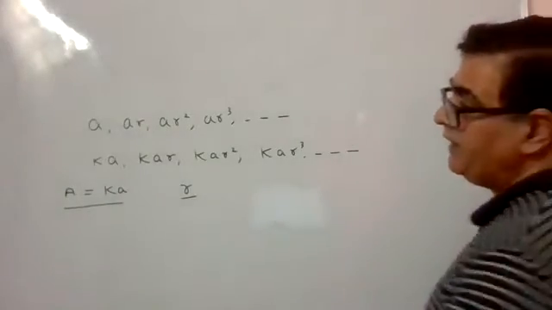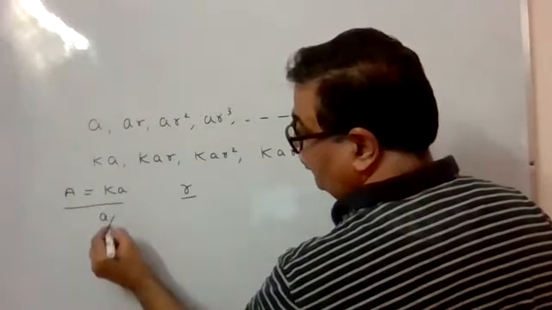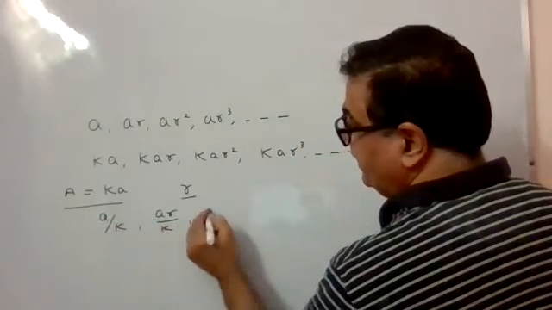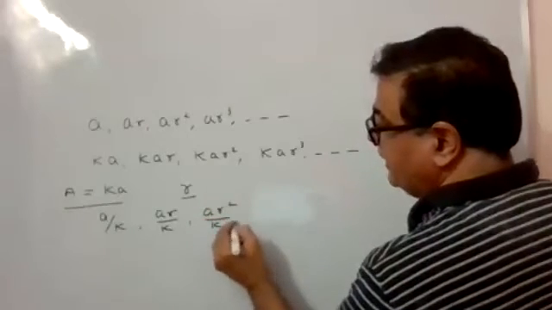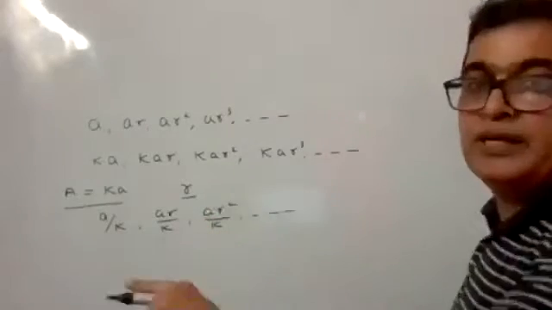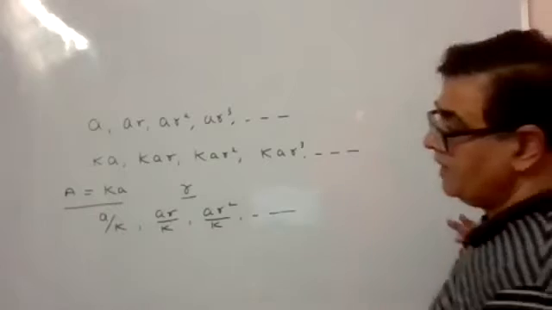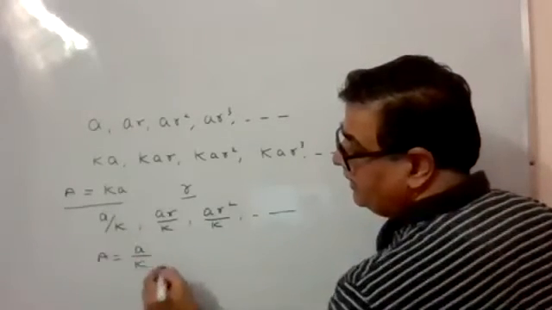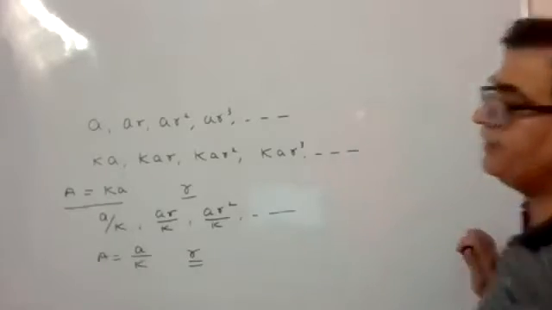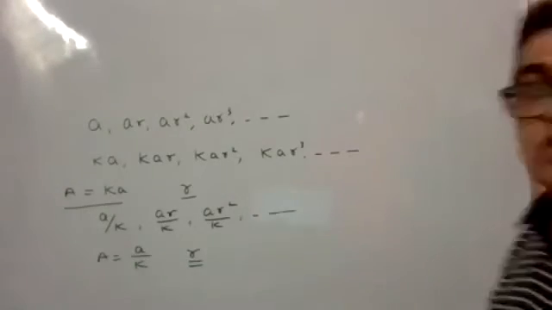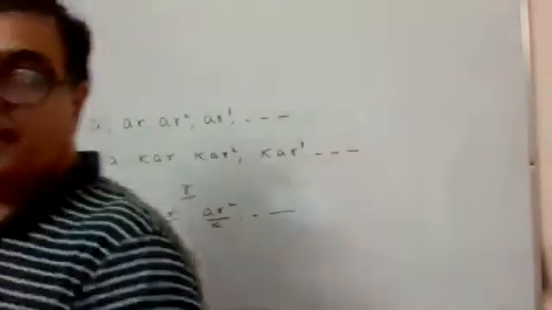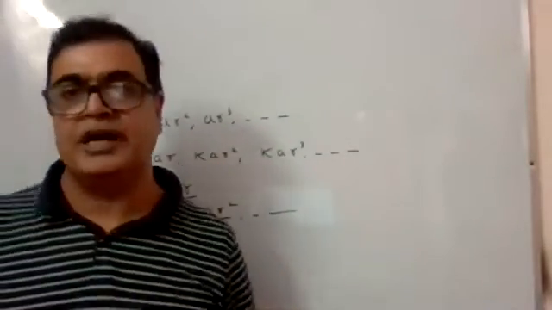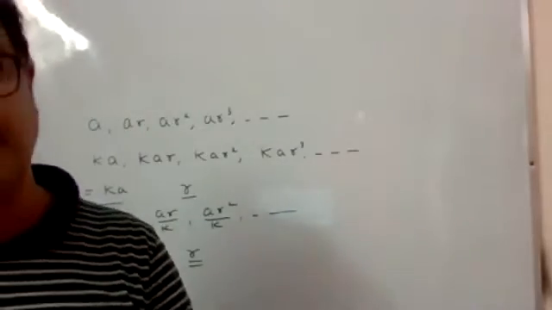If you divide it by K, then what will it come? A by K, AR by K, AR square by K, so on. Again it will be a GP. And what change will be here? In this case, first term will be A by K, but the common ratio remains the same. So if you multiply with a constant number or divide with a constant number to a GP, you will get a GP again with the same common ratio.